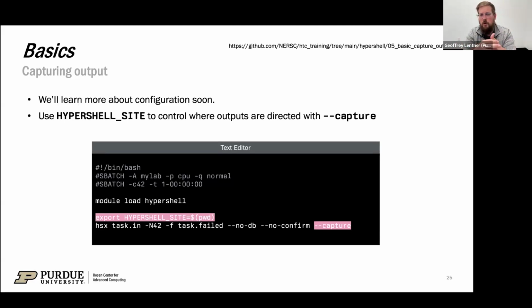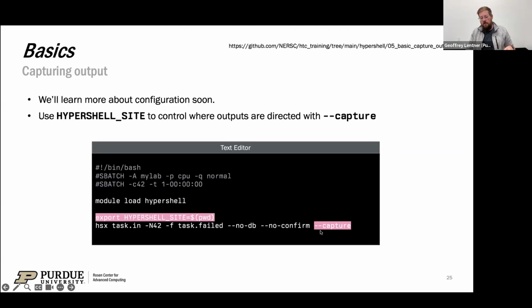But this is something that you might want to put in your job script if you've got a lot of output that you want to capture and you want to make sure that that's going to the Scratch file system and not your home directory, which may not be as tolerant of lots of relatively small files. Then in this example, basically what I'm doing is setting my Hypershell site environment variable to the current working directory. And I'm doing that in concert with a command line option called --capture.